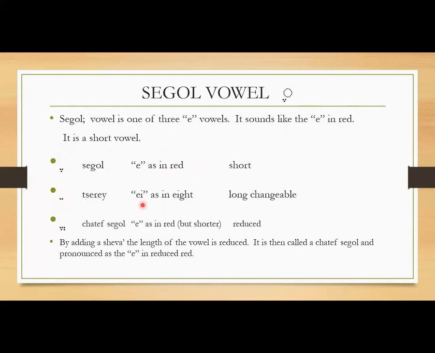Tsere is the a as in eight. But did you hear the long, changeable? Tsere. And then you have the chatef segol. It's the short e as in red, reduced. By adding a shwa, the length of the vowel is reduced. It is then a chatef segol and pronounced as the e in red.